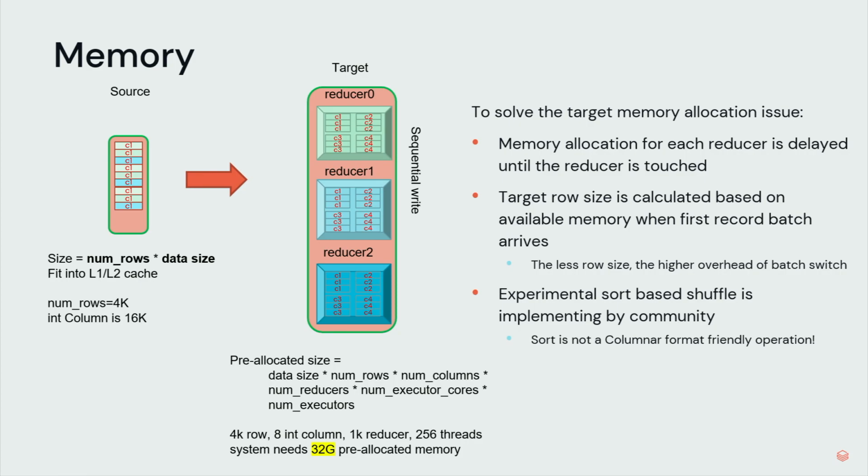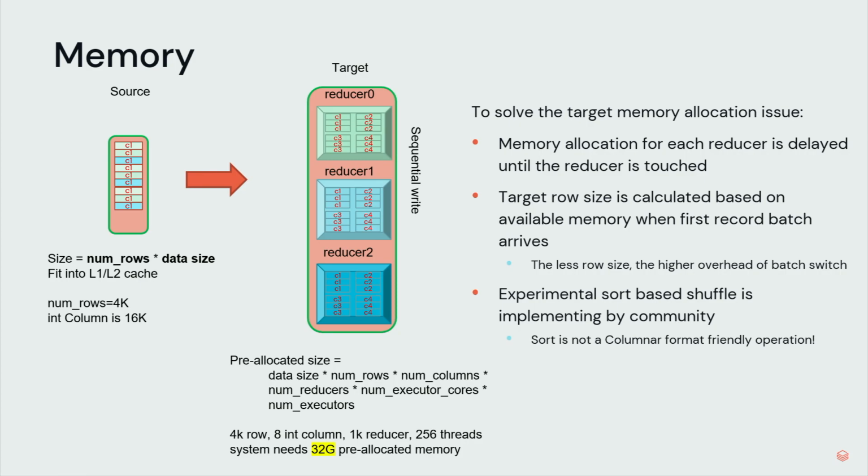It's increased very fast. So once the memory is not enough for the reducer, this memory is preloaded. If this memory is not enough, then we cannot do the process at all. To save this memory, the first measure is memory allocation. It's delayed for each reducer.